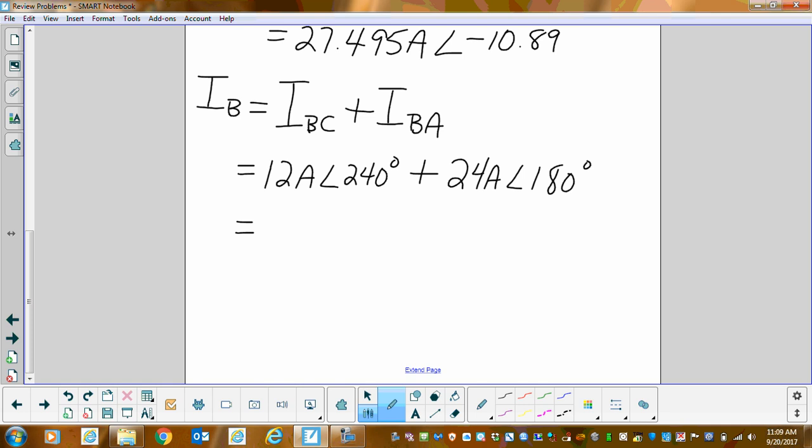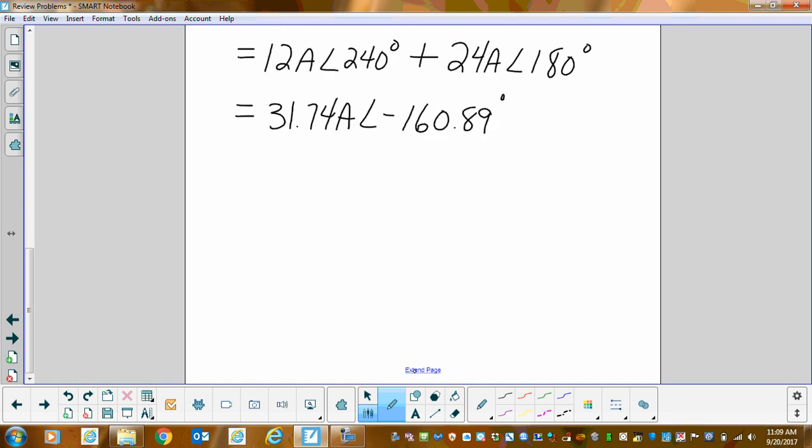And if you've done it right, if I've done it right, correct me if I'm wrong here, you should come out to about 31.74 amps at an angle of negative 160.89. Anybody else getting that? Yeah? Okay. Again, we could represent that angle as a positive. We just have to take away 360 from that, and that would give us our positive value.